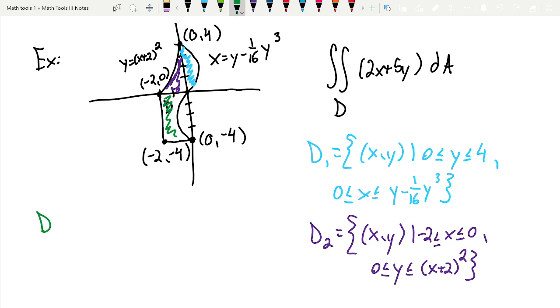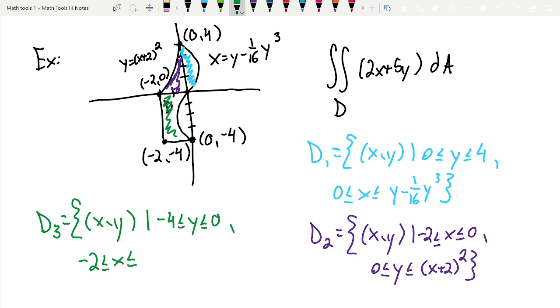And then finally, we'll call this last one D3. Okay, so for this one, let's write the y value first, since that's just a constant. The y value is going to go from -4 to 0. Now the x value, we want to go left to right. So it's going to start at -2, starting right here, right at -2. And then it's going to go to whatever the point is on that function again.